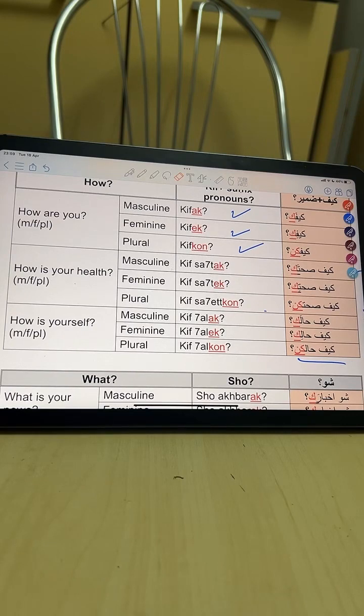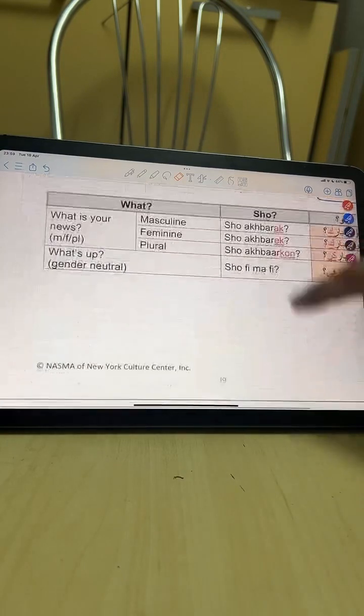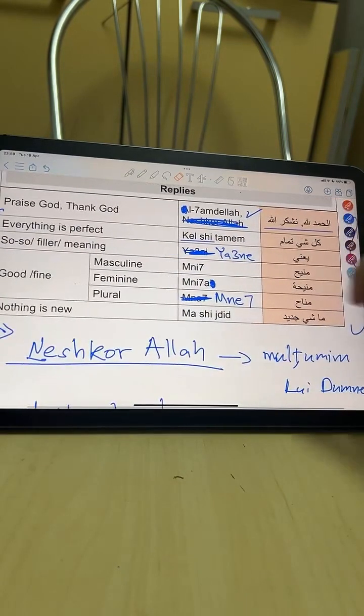So, kifak is how are you, masculine. Kifik, how are you, feminine. Kifkon, how are you, plural. As I said, praise God, thank God, Alhamdulillah, Nishkur Allah. Everything perfect? Thank you, Luana, Mulțumesc mult. Everything is perfect. Kil shi tamam.